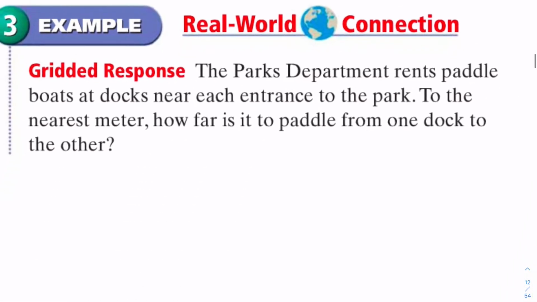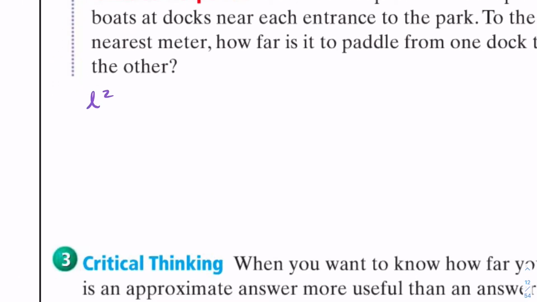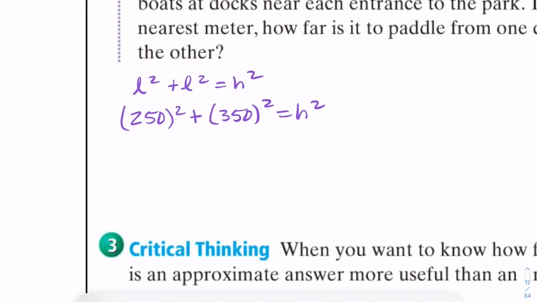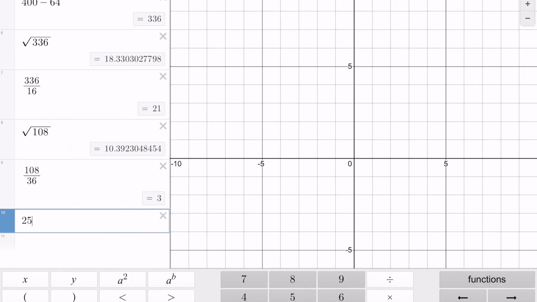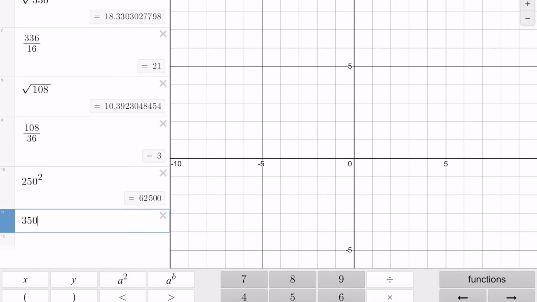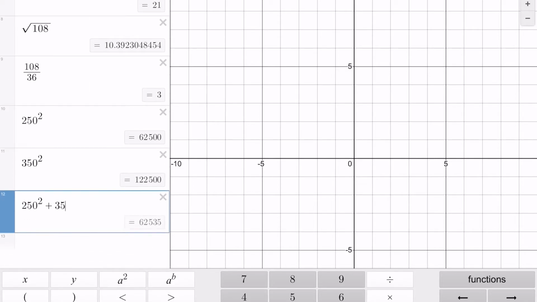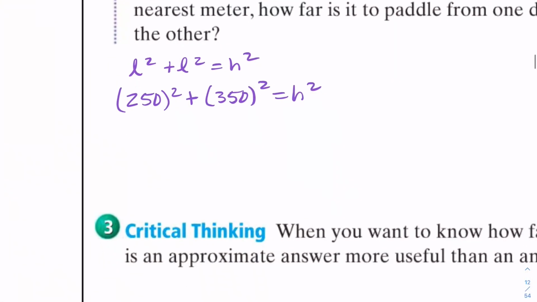So I'm going to do leg squared plus leg squared equals hypotenuse squared. 250 squared, because we're looking for the hypotenuse, plus 350 squared equals h squared. I'm going to do 250 squared, 350 squared, and add them together. I'm going to write out all my work. So we get 62.5.